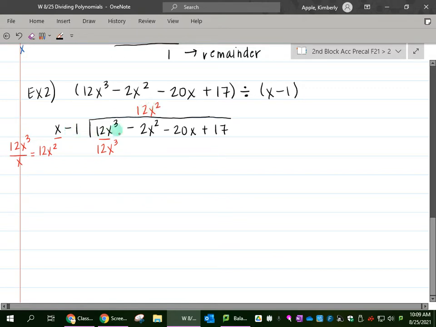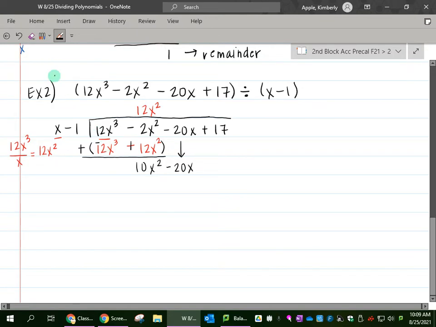12x squared times negative 1 is minus 12x squared. And now I'm ready to subtract. Before I do so, I want to distribute the negative. So this term will go away, that's just 0. And then when I do this calculation, it'll just be 10x squared. Then I bring this next one down. Divide, multiply, subtract, bring it on down.